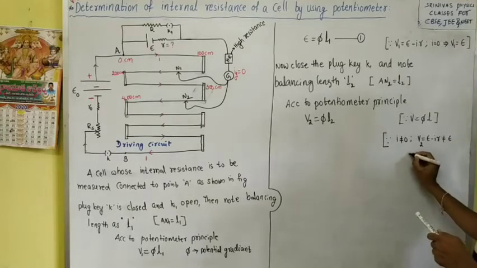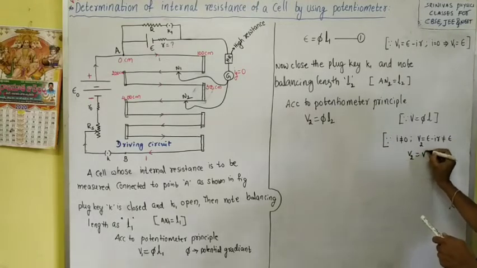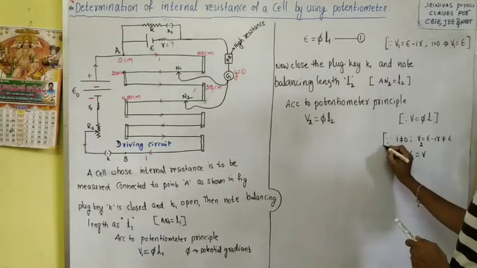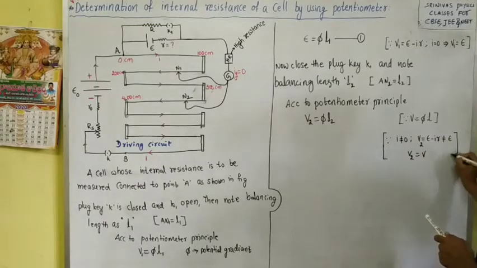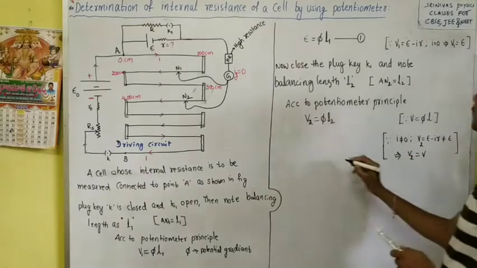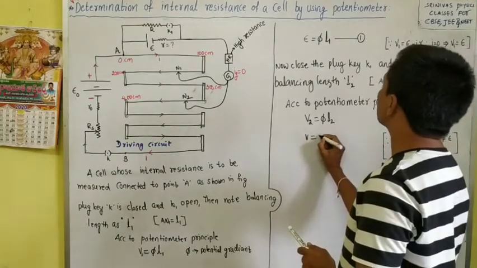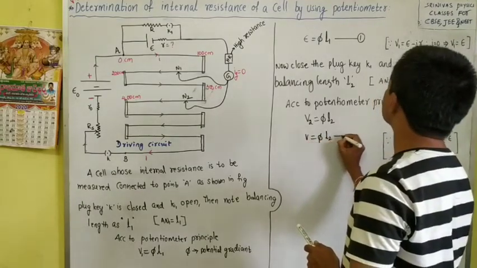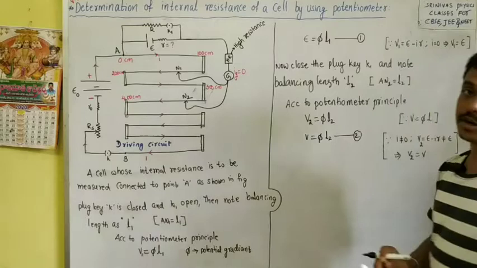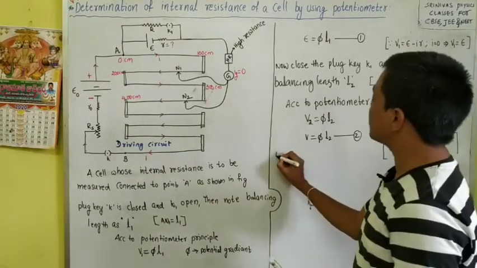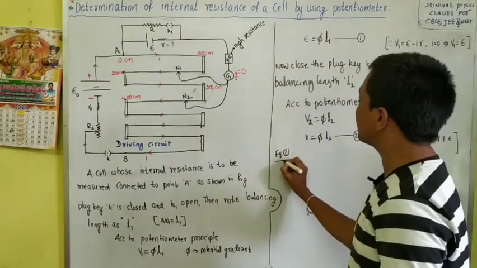Here we write V2 is equal to V. Let us consider V2 is equal to V, not E, that we can consider as V. Then we will get V is equal to phi L2. This is equation 2. This is the important point. And now let us divide the two equations, equation 1 by equation 2.